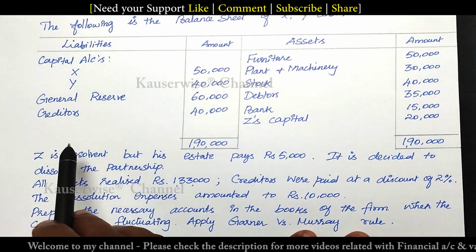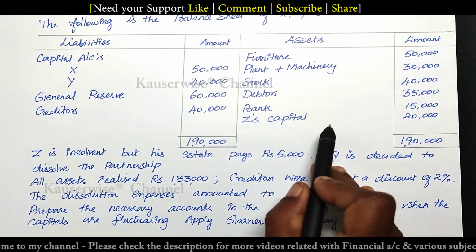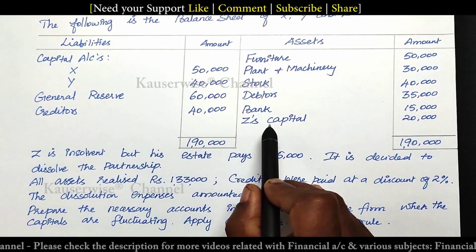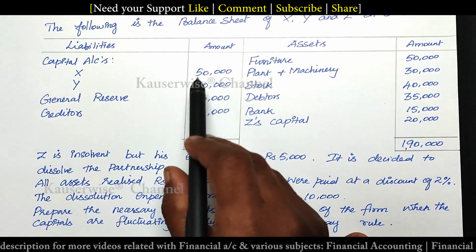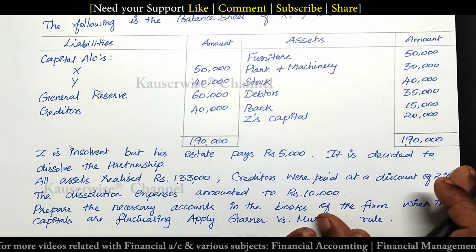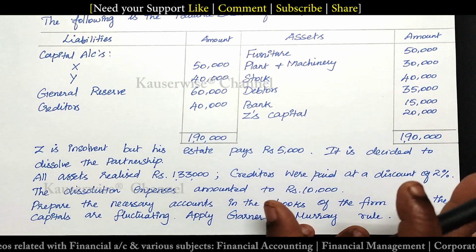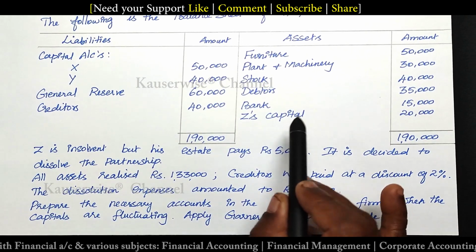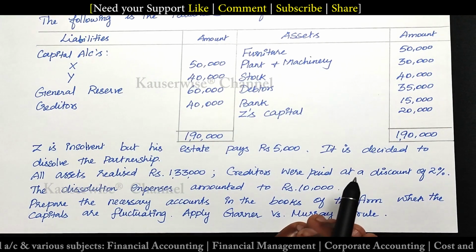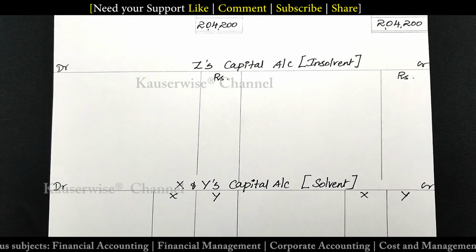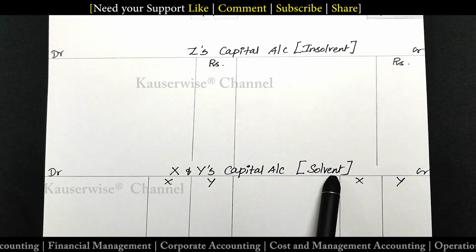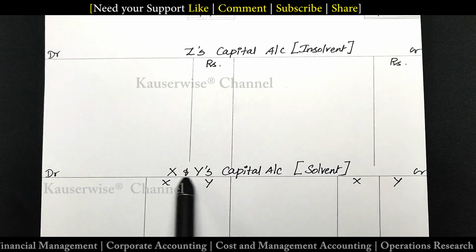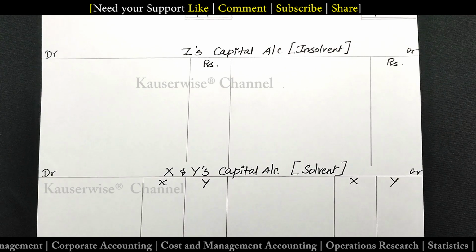In this problem, Z's capital is showing a debit balance, which means he is an insolvent partner. X and Y are solvent partners. Now we are going to see how to prepare the capital account for the insolvent partner and solvent partners separately. See the capital account. Here we have the insolvent partner's capital account separately, and the solvent partners X and Y's capital separately.